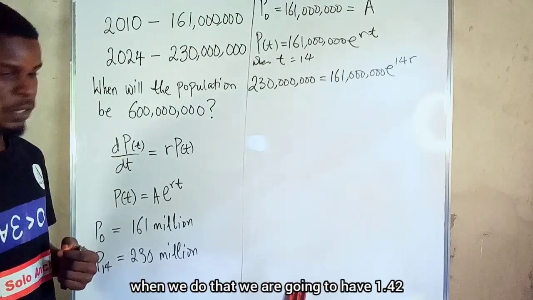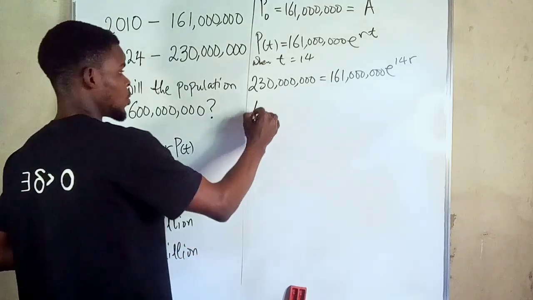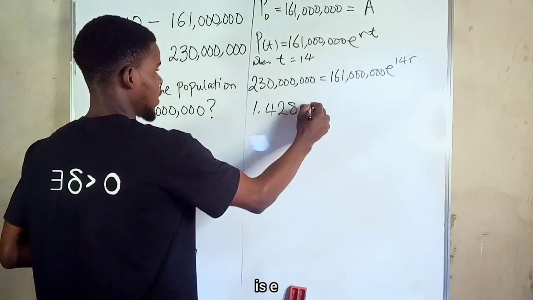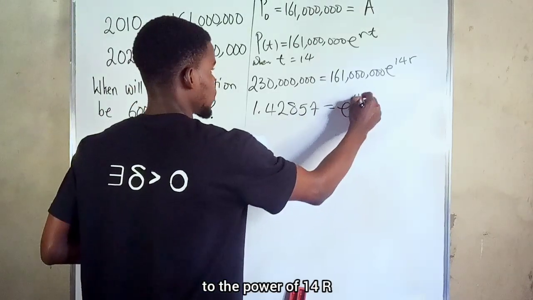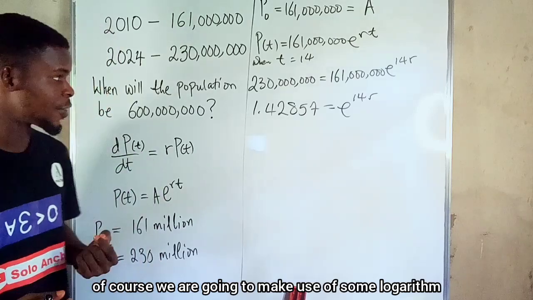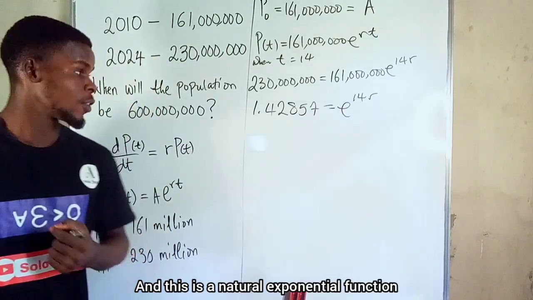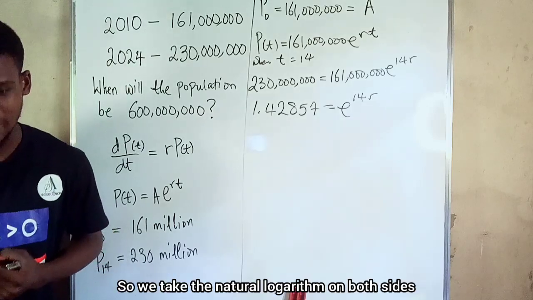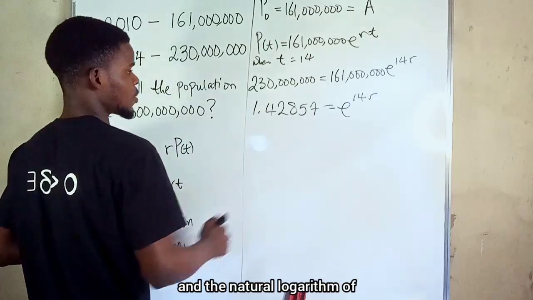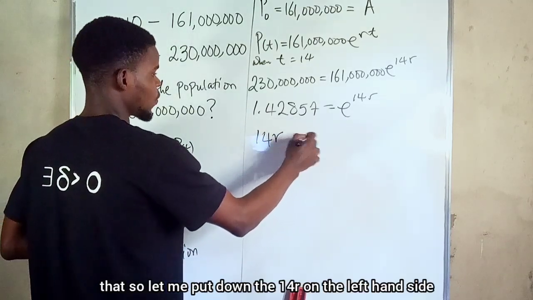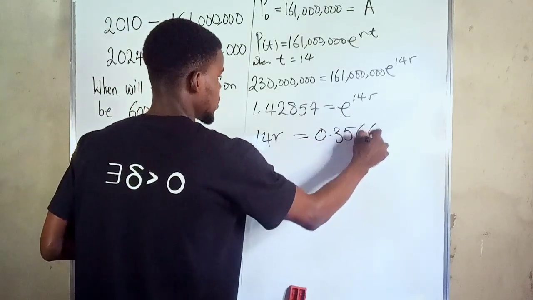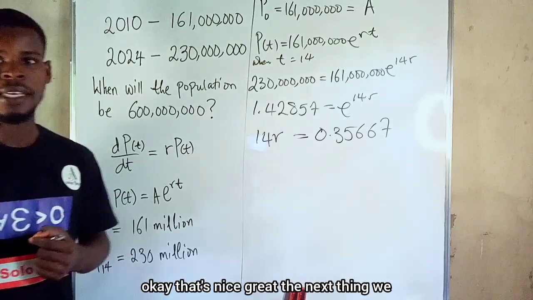When we do that, we are going to have about 1.42857. This is e to the power of 14r. Since we have an exponential term, we are going to make use of logarithms, and since this is a natural exponential function, we make use of the natural logarithm. So we take the natural logarithm of both sides. Let me put down the 14r on the left-hand side, and this will give us about 0.35667. That's nice.